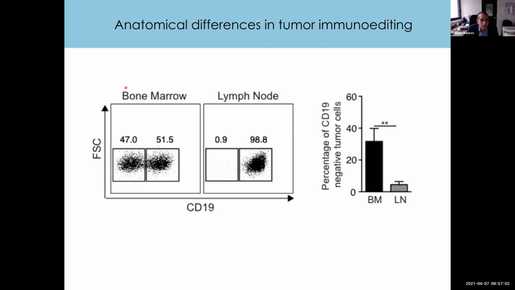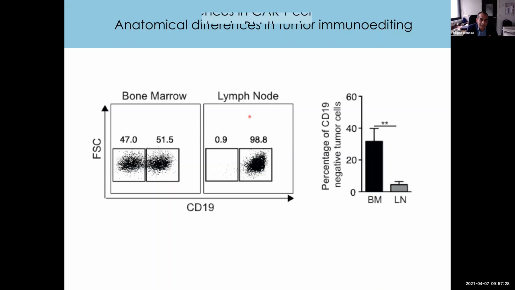And this prompts us to think that maybe the pressure exerted by the CAR T cell is different in different anatomical sites, meaning that the CAR T cell will be more effective in the bone marrow, and that's why we see emerging this antigen loss variant, and less effective in the lymph node. That's why we don't see it emerging.